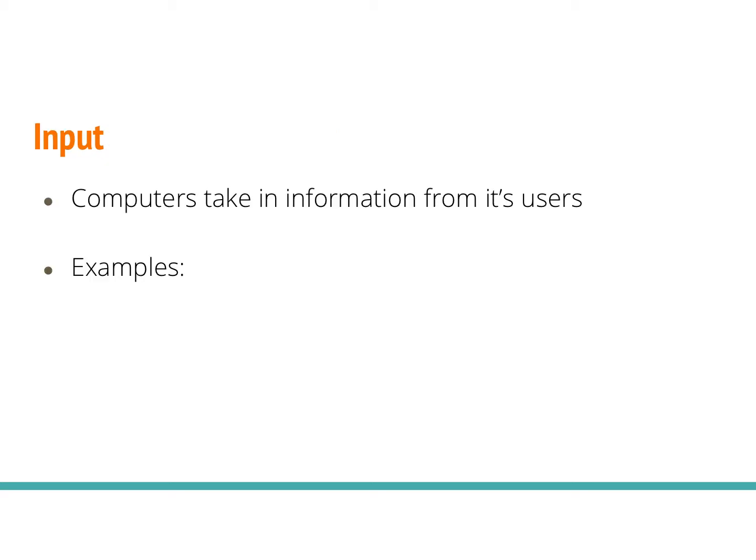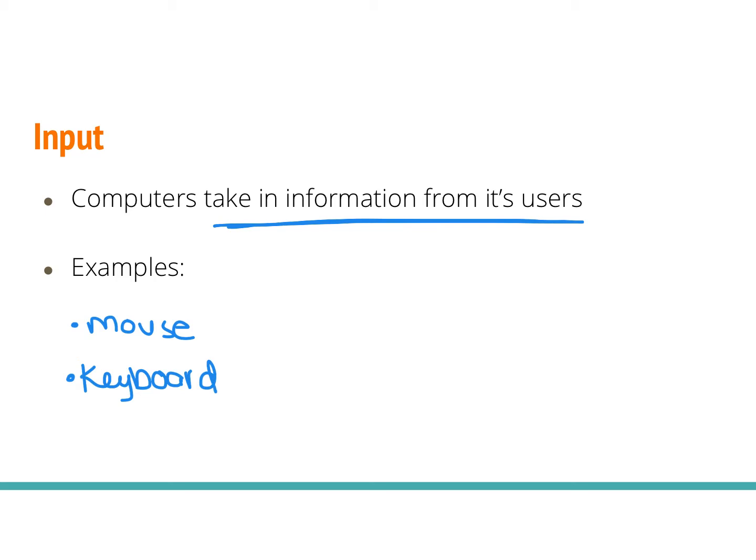So the first thing that every computer can do is it can take in information from its users. And there's a lot of different ways that a computer can take in information. Now, if you're thinking of a traditional laptop or desktop device, you'll know that a computer can take in information using a mouse and using a keyboard. Those are probably the most obvious ways. You type on your keyboard, you move around, and you click your mouse.